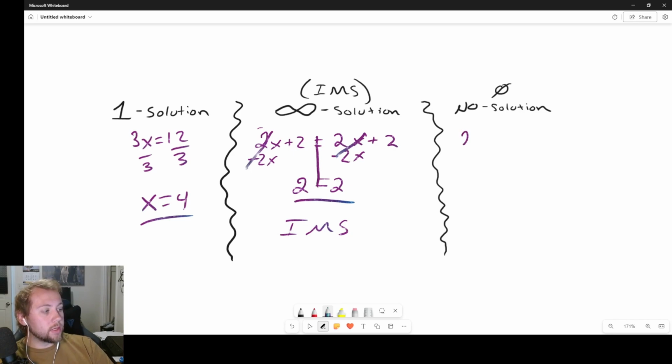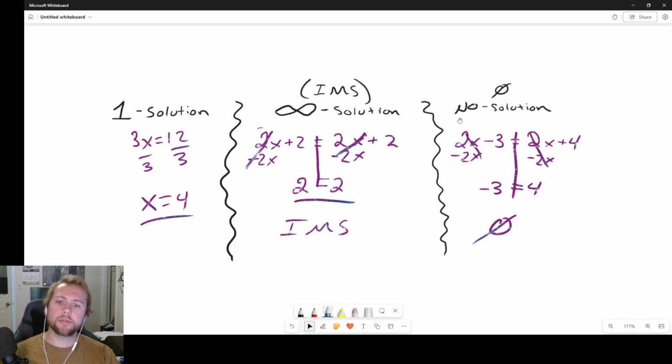No solution is if you have your variables cancel out and you get something that is not true. So in this case, if I subtract 2x on both sides, they cancel out on both sides, and I'm left with negative 3 is equal to 4. Well, is negative 3 the same thing as 4? No. So that's going to be no solution, and that's the symbol for no solution.